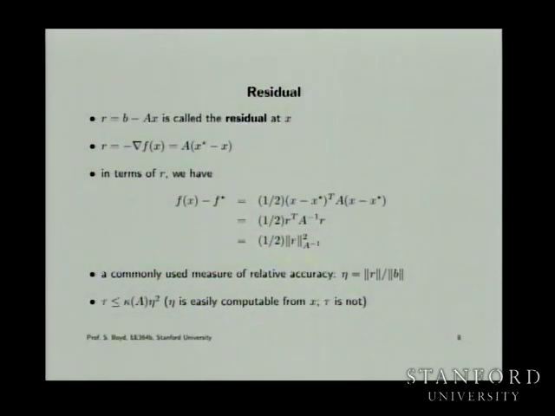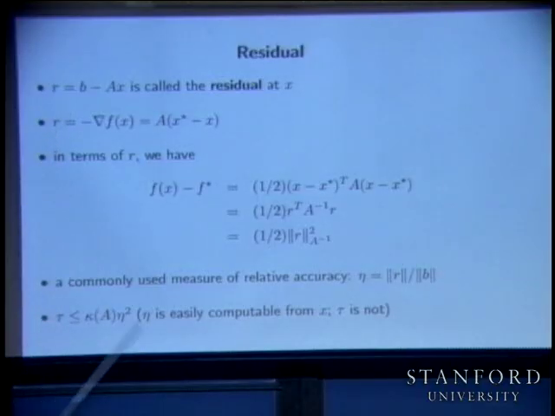Okay, so just say a little bit about the residual. By the way, some of these are not too obscure. Some of these multi-line things, one line should follow from the next, but not all of them, without some paper and stuff like that. Okay, so this is the residual. It's the negative gradient, and you can write it this way. But in terms of this residual, f minus f star turns out to be 1/2 of the residual norm, but in the A inverse norm.